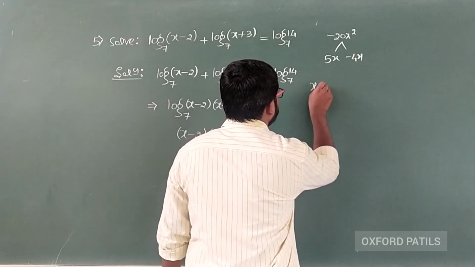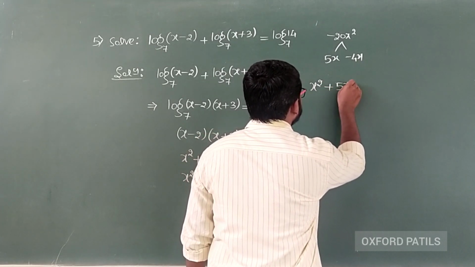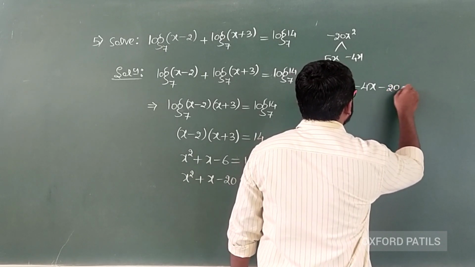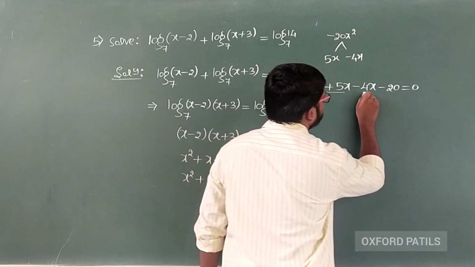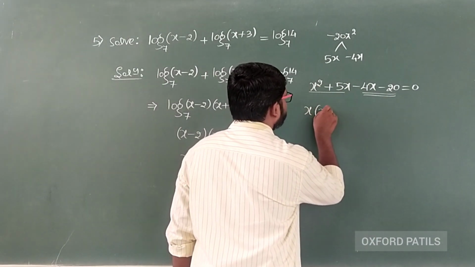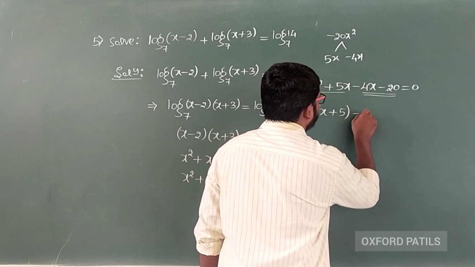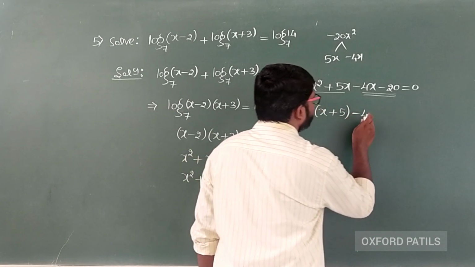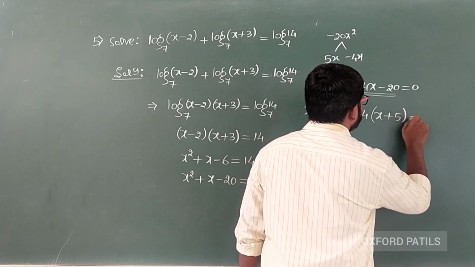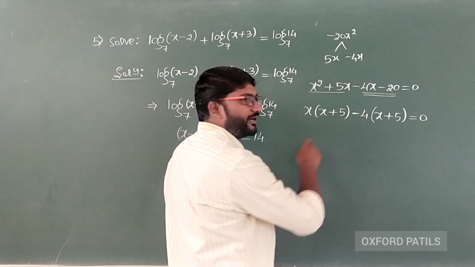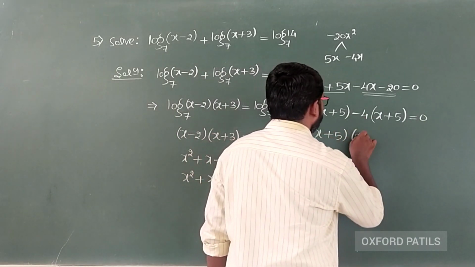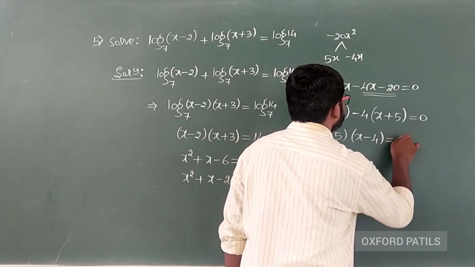So it can be written as x square plus 5x minus 4x, and then minus 20, which is equal to 0. In the first two terms and in the next two terms, we will have to take common. So here x is common, we get x plus 5. Then here minus 4 is common, we get minus 4 into x plus 5, which is equal to 0. Again in these two we have x plus 5 as a common term. x plus 5 into x minus 4 is equal to 0.